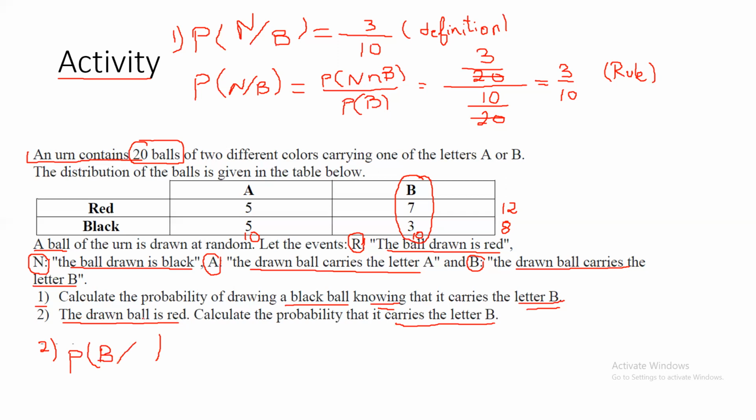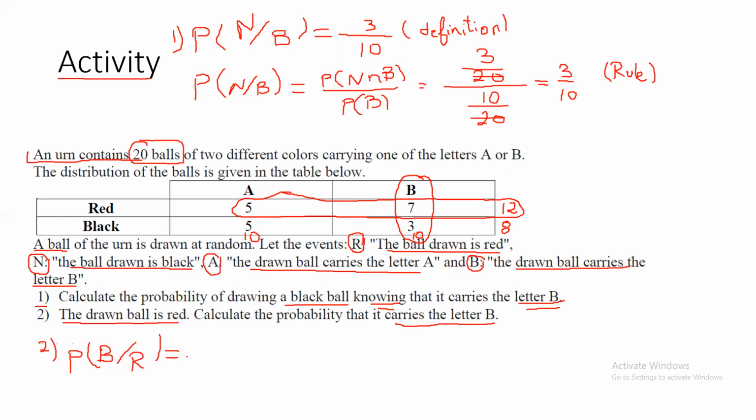This means knowing that the drawn ball is red. Whenever you have two statements, it means we have a conditional. We know that the ball drawn is red, so here R. Red, the symbol of red is R. By definition, the total is that of red. Whenever you have given, then the total is that of red.